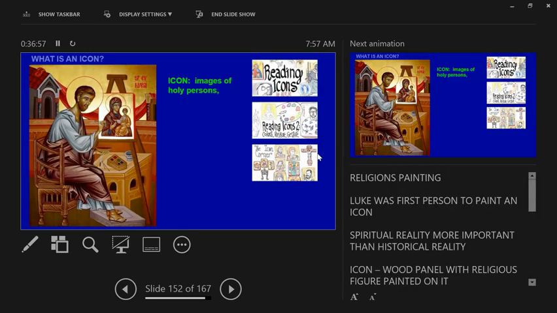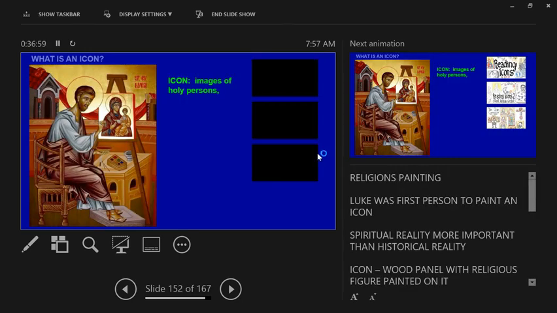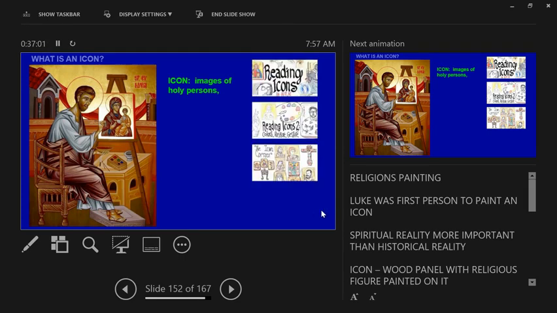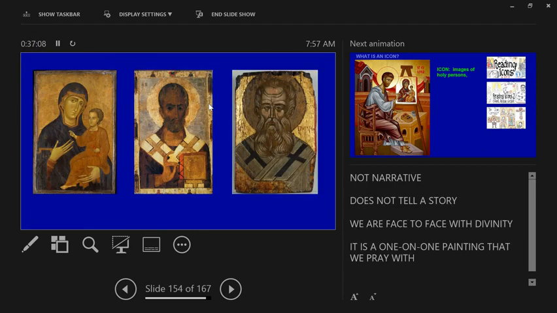All right, so that's how icons are made. I'm going to skip past this. Oh, we're going to not do that. All right, so an icon is an image of a holy person. Sorry.